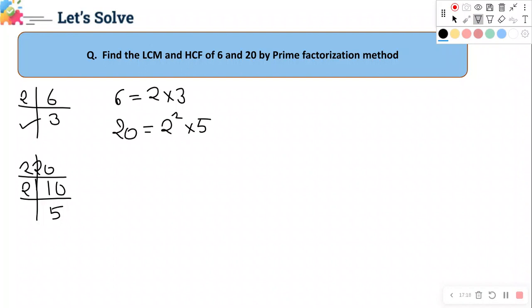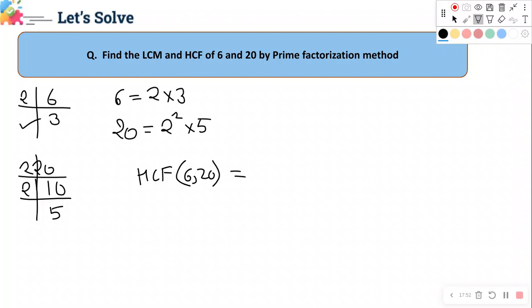Now see, we have to find HCF and LCM. Let us find HCF. You will not write "HCF of 6 and 20 is this." No, write HCF (6, 20) in brackets, and then write it. HCF is what? You have to find the product of the smallest power of each common factor. Here we have 2 and 3, here 2 into 2 into 5. So you can see that only 2 is common in both. Only one 2 is common in both of them.